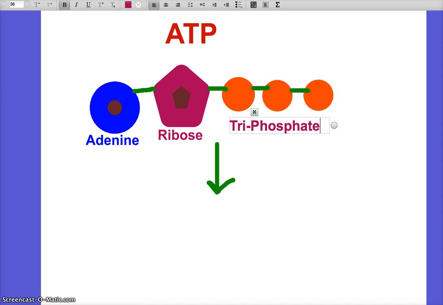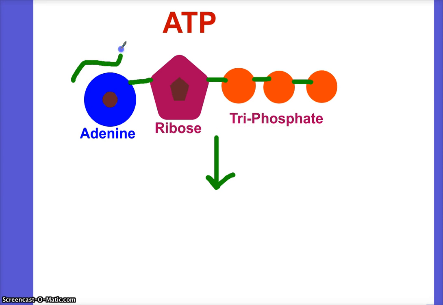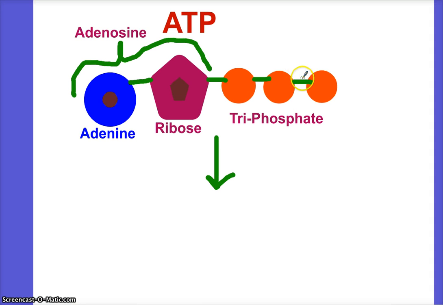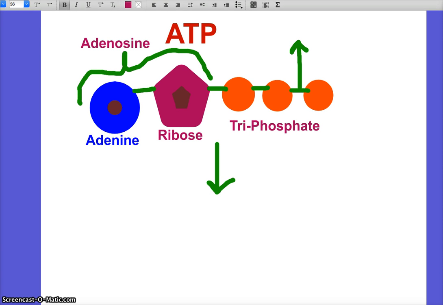I want 2 more labels on here. If I drew this on the test, and I went like this, then I said, what does this represent? What are you going to say? Good job. Adenosine. If I drew this on the test, and I went like this, what am I drawing? Nope. What? Energy bonds. Good job.